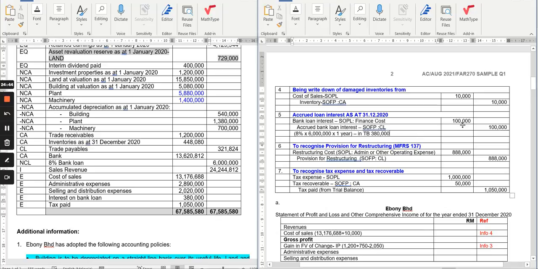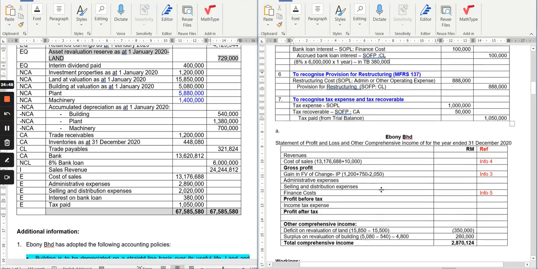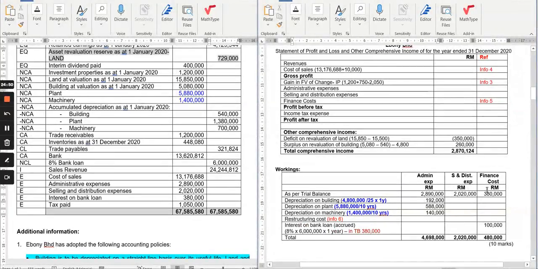380,000, so you have 100,000. So this must be shown as your finance cost later in your SOPL. So I've shown that here, 380 plus 100. For the selling and distribution, it is just as per the trial balance. There are no other additional selling and distribution. So now you get all your total for your admin expenses correctly.